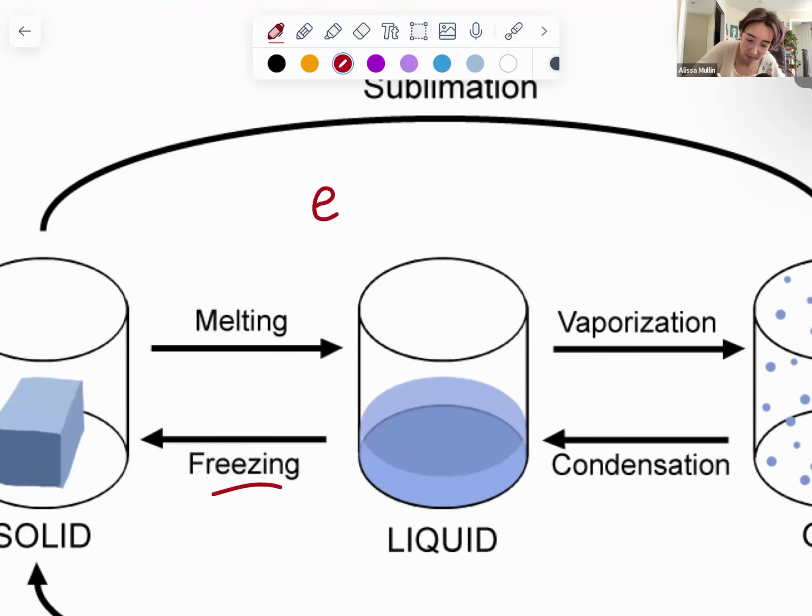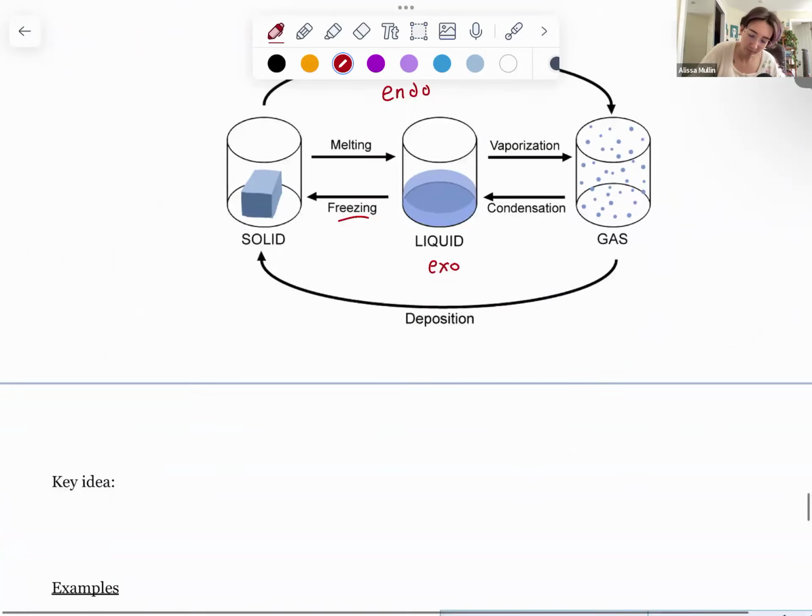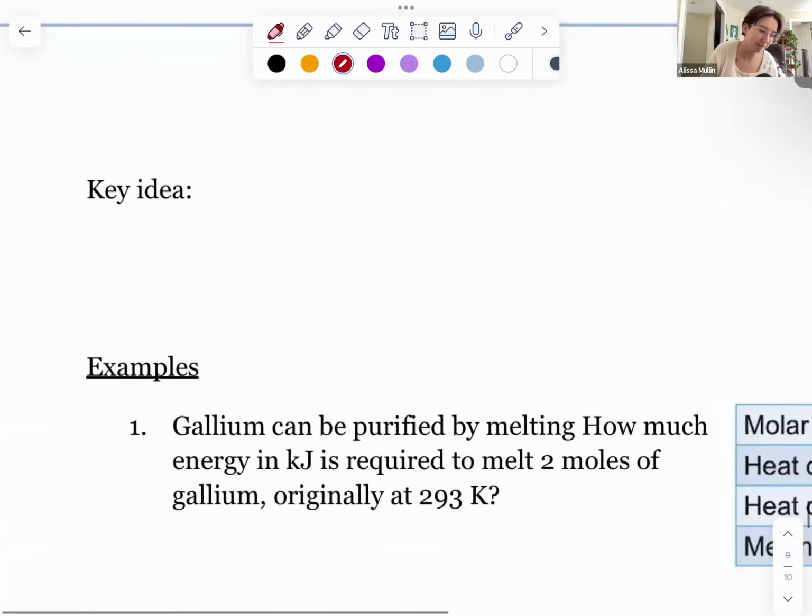So any of these ones on the top getting more movement, more entropy, but you don't know that term yet, the ones where we're breaking interactions are all going to be endo. These ones going the opposite way are all going to be exo. Okay, so the big problem solving thing that is going to come up a lot is if you are doing a problem and a phase change happens.